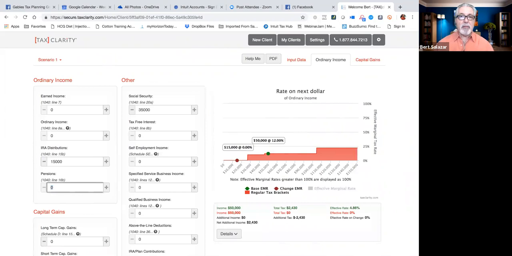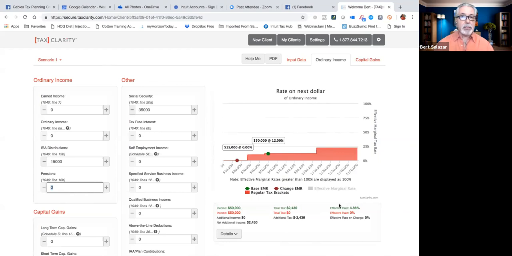So here's what we have been able to do just by changing the distribution rates and the distribution amounts from a different pool of assets at time of retirement. If you can see here at the very bottom, in the very first scenario, the green one, $50,000 of IRA distribution generated $2,430 in taxable income for an effective tax rate of 4.86.